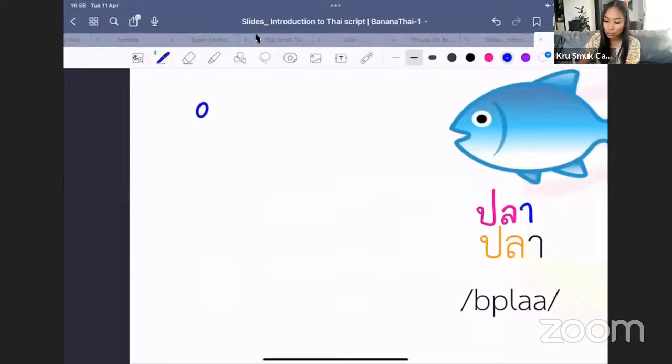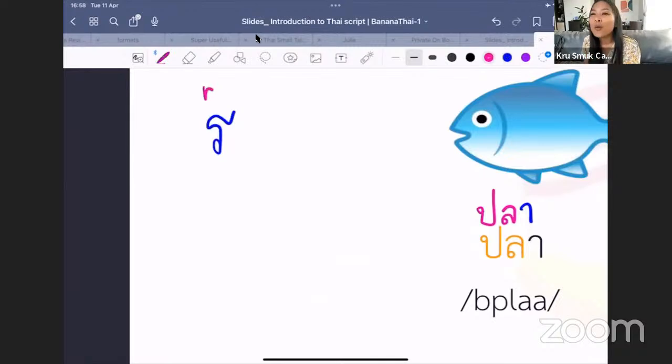For example, this word, let's do this one. What is this one again? คอ, ขอไข่. Okay, let's do this one instead, I think it's more fun. This one, what is this one? รอเรือ, right? รอเรือ.